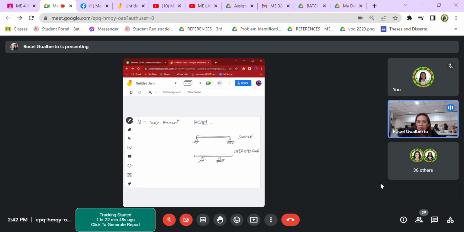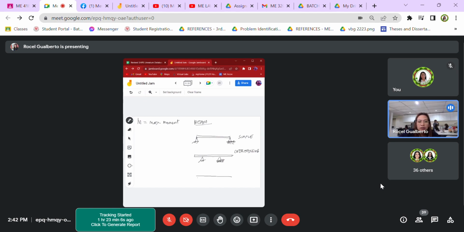Pag isa po halimbawa, yung isa nandoon sa dulo tapos yung isa wala, okay? Still, ang tawag din po sa kanya ay overhanging. Pareho lang po yun. Whether isa o pareho, wala sa dulo, overhanging din po yun. Pag pareho na sa dulo, simple.